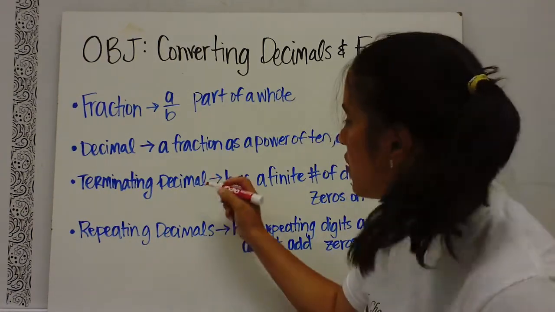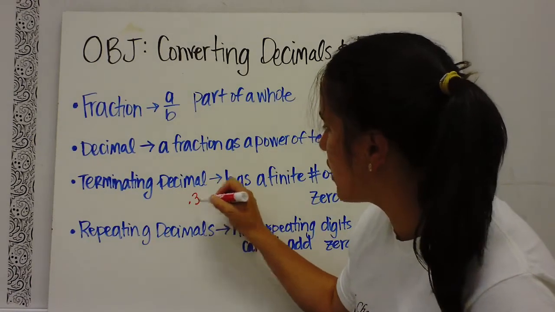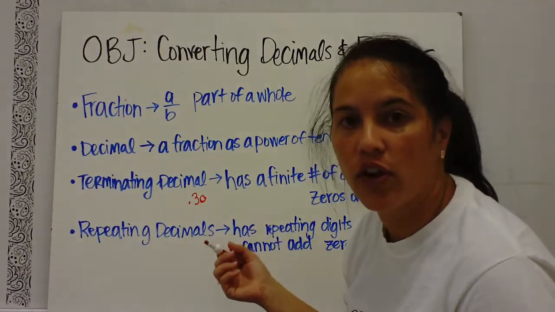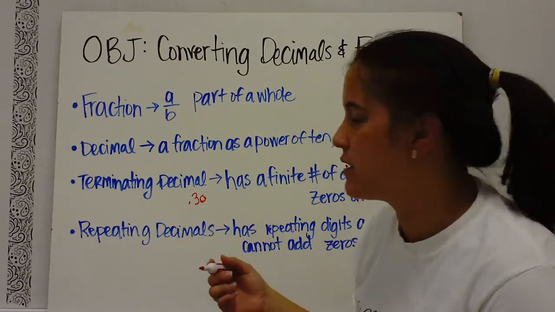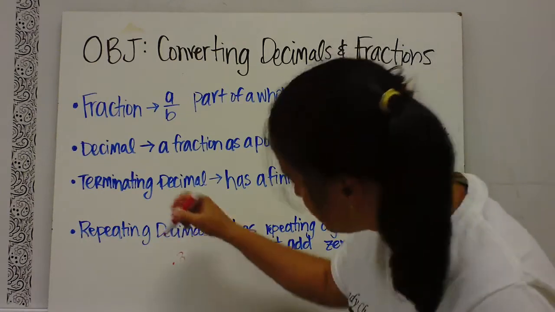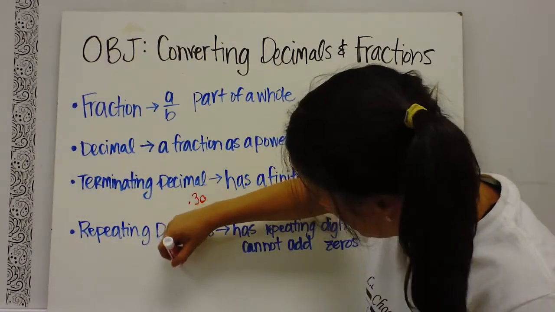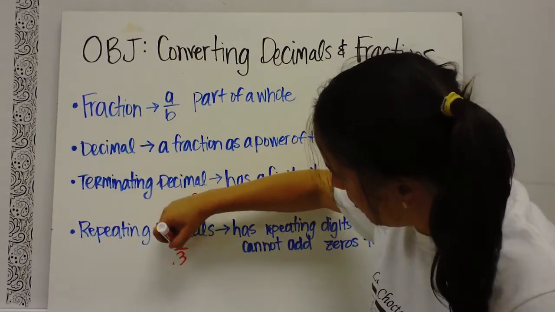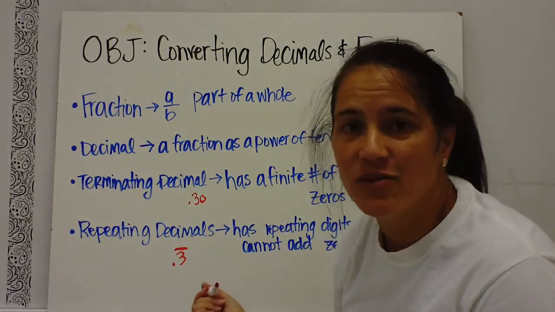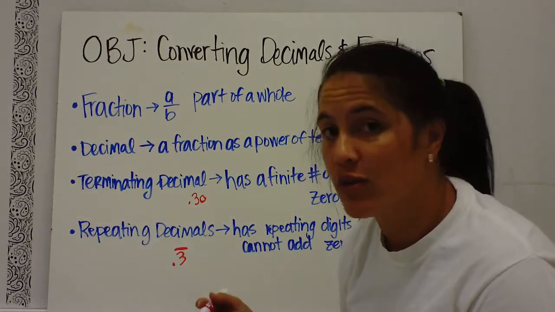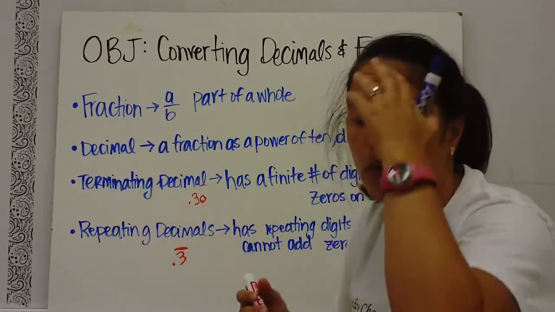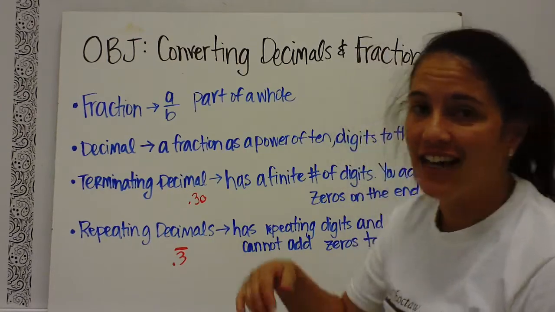An example of a terminating decimal would be 0.3. And you can add zeros to the end of it to make it 0.30 or 0.300 or 0.3000. Repeating decimals are written like this, 0.3 with a line over it. It's called bar notation. And what that means is you cannot add zeros on the end. That means it is 0.33333 for as many times as you go, because it's a repeating decimal. So you cannot add zeros.